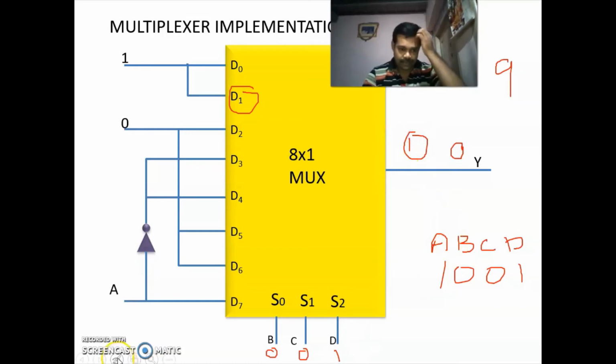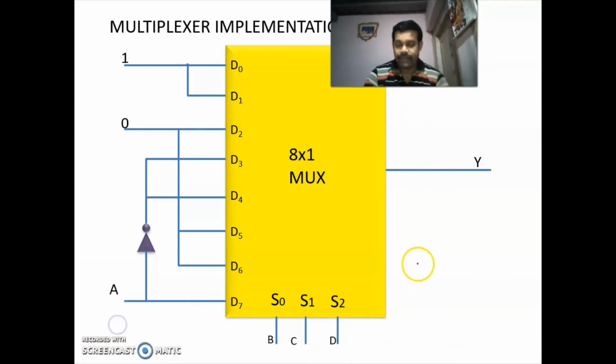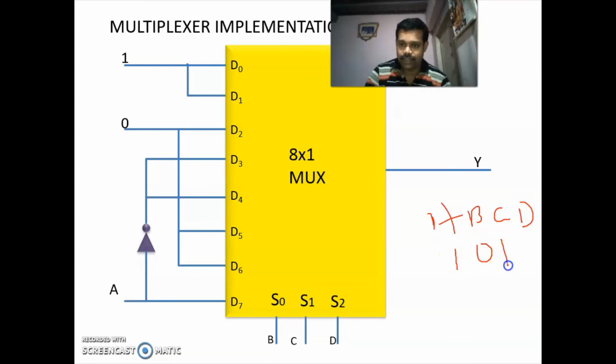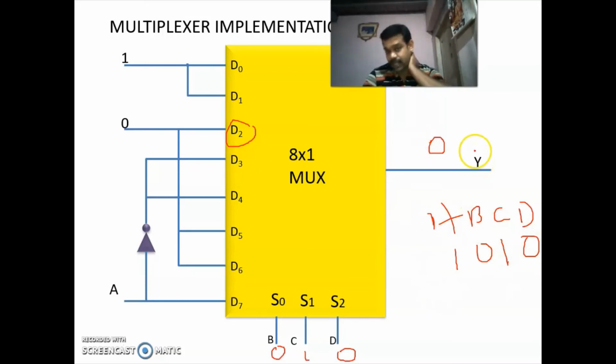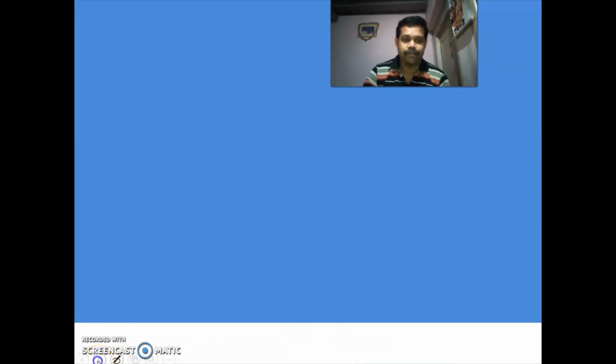Next we are giving 10. 10 means 1 0 1 0. So in the place of B, C, D, we are giving 0 1 0. 0 1 0 means D2 will be enabled. In D2 we have given the input as 0, so automatically the output is 0. So 10 is not present in the question, and for that number we are getting an output of 0. For 9, it is present in the question, and we are getting an output of 1. So we have implemented this one.